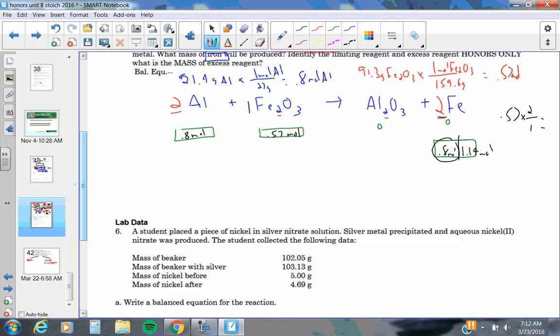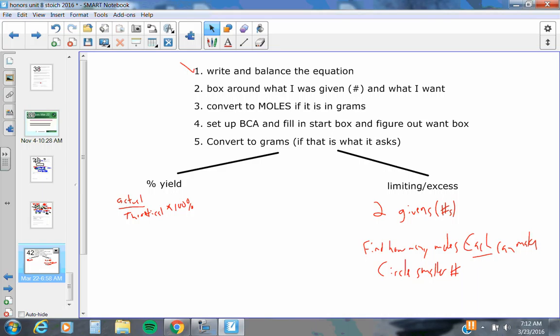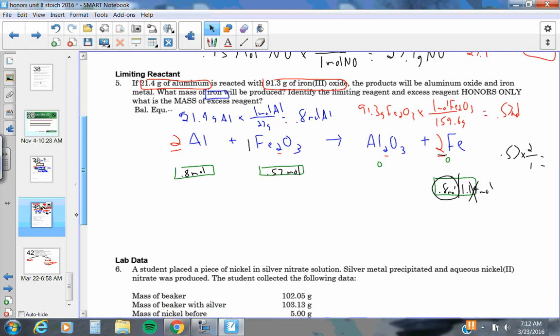So the next step, circle the smaller number. That's how much we can make. Cross out the bigger number. We won't be making that today. There's not enough. I could just write circle smaller number, cross out larger number. You can write it however. That might be how I might remember it. Okay, so this has got me on its way.